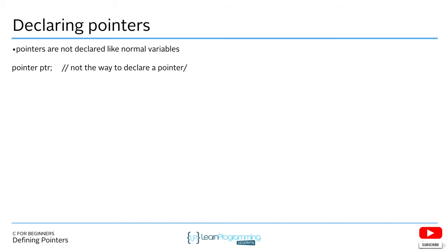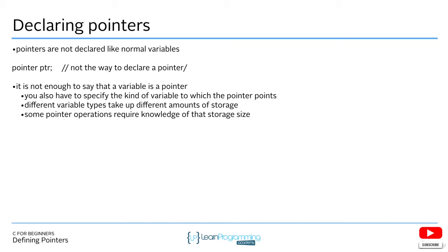All right, so you can't just do something like "pointer." That's not the way to declare a pointer. The syntax is slightly different. You use an asterisk. It's not enough to say that a variable is a pointer. You also have to specify the kind of variable to which the pointer points. Different variable types take up different amounts of storage. Some pointer operations require knowledge of that storage size. So just like a regular variable, when you create a variable of a pointer data type, you also have to specify that data type.